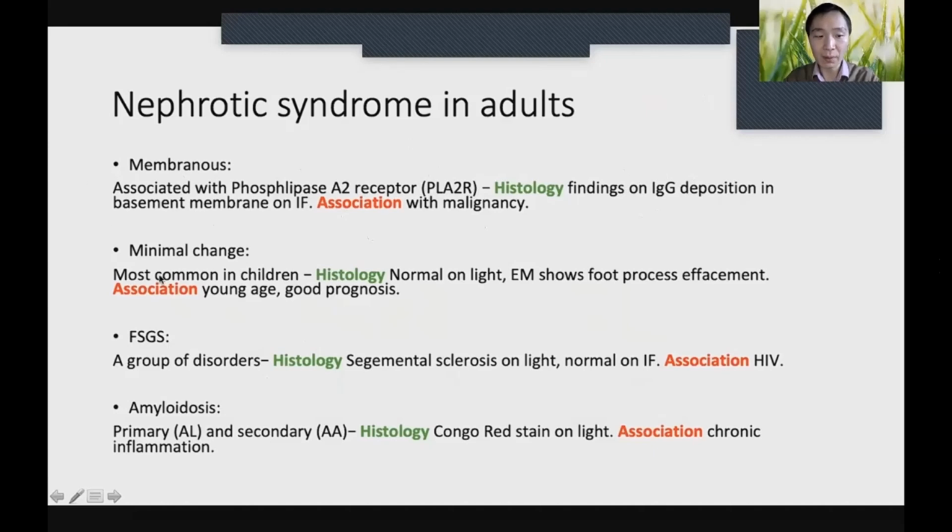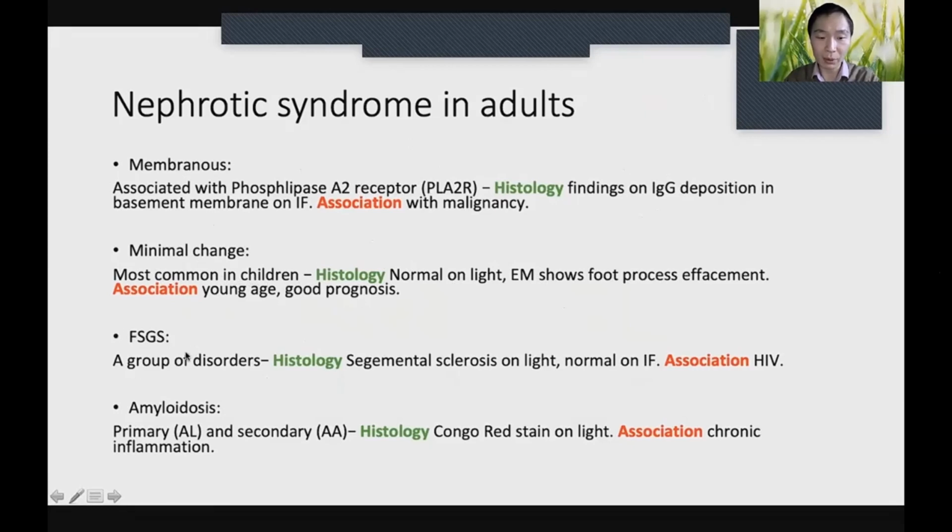Minimal change is most common in children. You have a normal appearance on light microscopy, and electron microscopy shows foot process effacement. The question will usually suggest the patient is young and renal function is usually preserved.